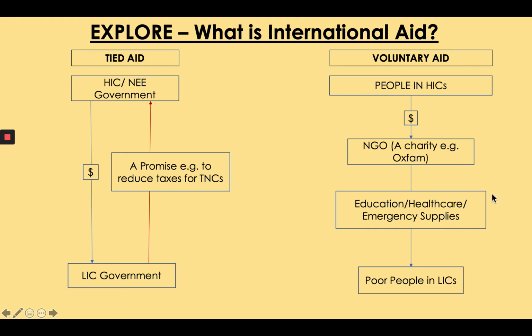Voluntary aid usually involves much less money than bilateral or multilateral aid. It's much smaller, but it goes directly to the people who need it. That's a difference.